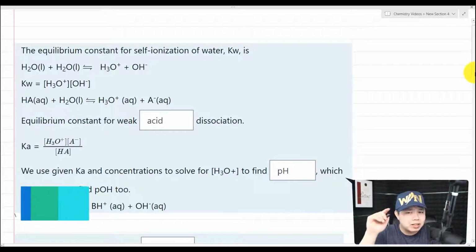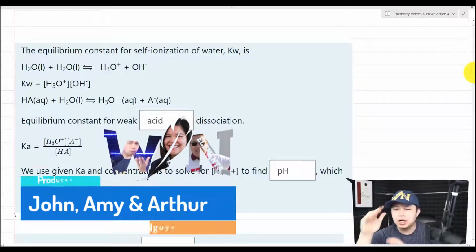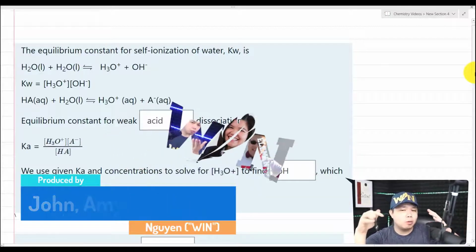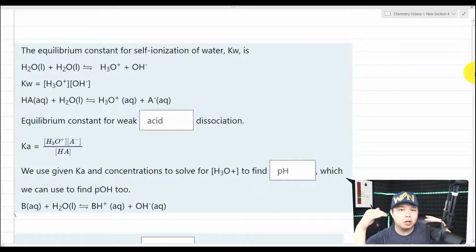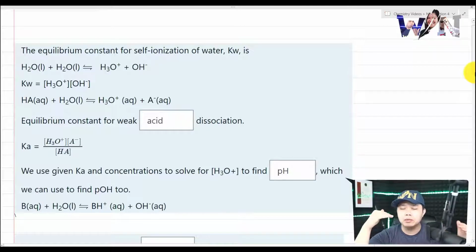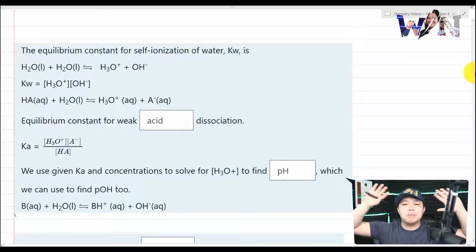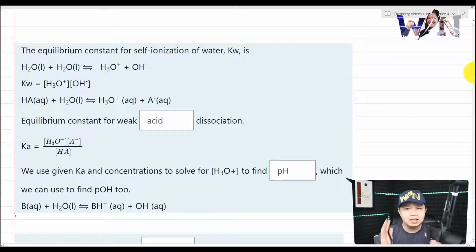In the previous lesson, we learned about pH, pOH, and how they all relate together. And we also learned about the equilibrium constant, how to write the equilibrium constant. In this lesson, we are going to combine them together. That's why this lesson is the most critical lesson that you have to watch and really try to understand, because this is where we're going to tie everything together.